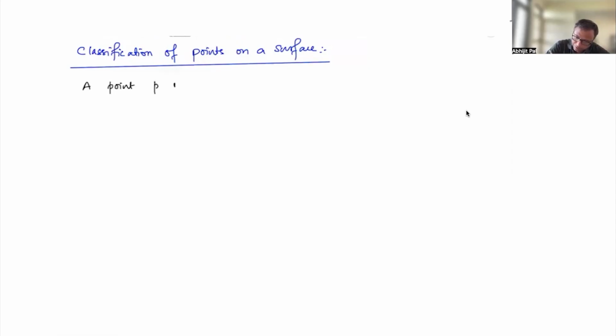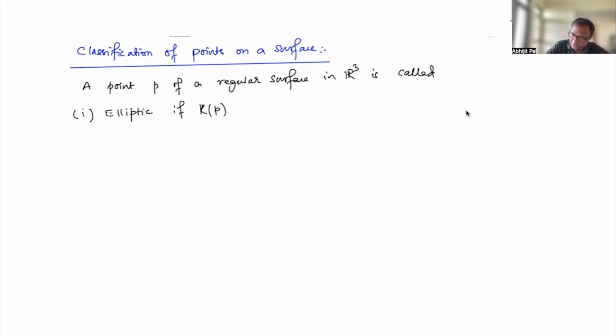Classification of points on a surface. So a point P of a regular surface in R3 is called elliptic if the Gaussian curvature K_P is greater than 0. Okay.